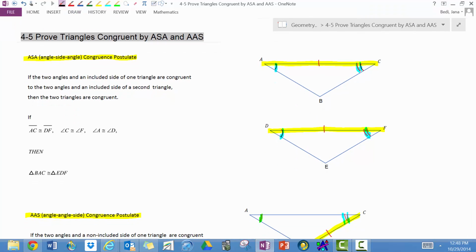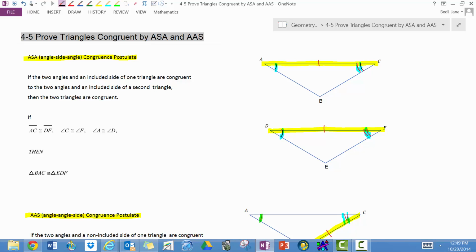In this section, you will prove triangles congruent by ASA and AAS. You notice that there are two A's in each one, so that tells you that you need two angles of one triangle to be congruent to the two angles of another triangle. The difference between ASA and AAS is where the congruent side is in relation to the two angles.